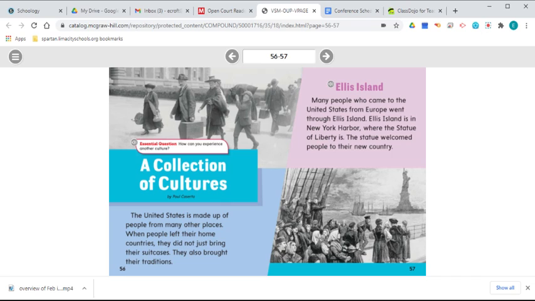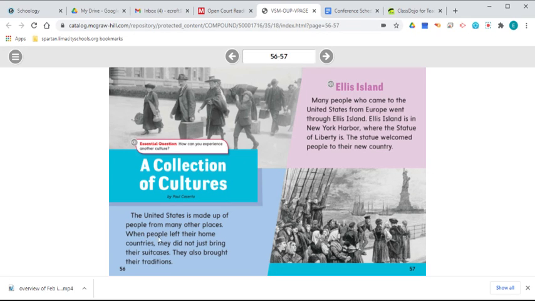And on these pages, I would like to take a look at declarative sentences. Now remember, when a writer gives you information, they use telling sentences. They're also called declarative sentences. Declarative sentences are telling sentences. And what's the main punctuation for telling sentences? A period. The first sentence is a declarative sentence. The United States is made up of people from many other places. It's telling you something, so it uses a period.